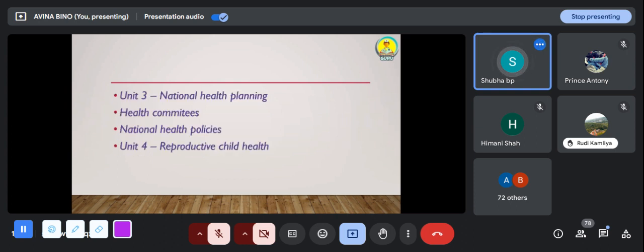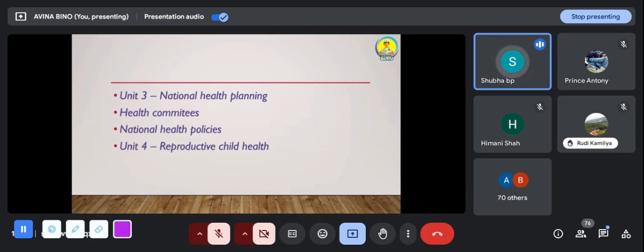And coming to Unit 3, National Health Planning. In Unit 3 you may expect questions on National Health Planning, health committees and national health policies. Health committee: who all come under the health committee, what is a committee, why they work as a committee, everything you need to write in health committee.